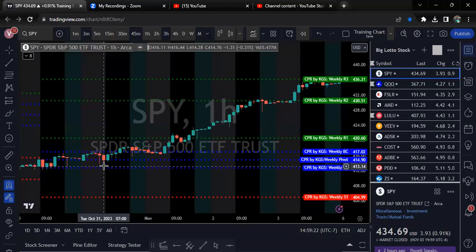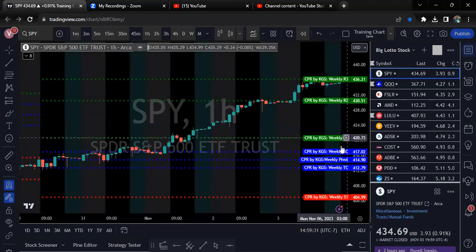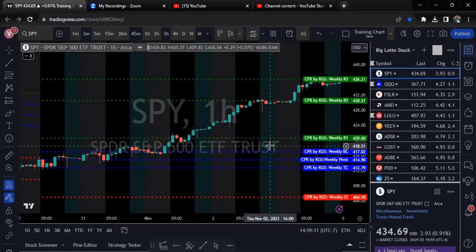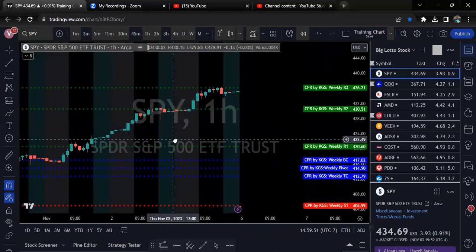you can still trade that stock. It depends on whether it is above CPR or below CPR. So every Monday, if you're looking at the levels and you see a stock from the weekly CPR, it's telling you these are the levels it's going to. So from Monday, we knew when SPY hits above 417, it's going to go to 420, 430, 436. And we see that's what it did.